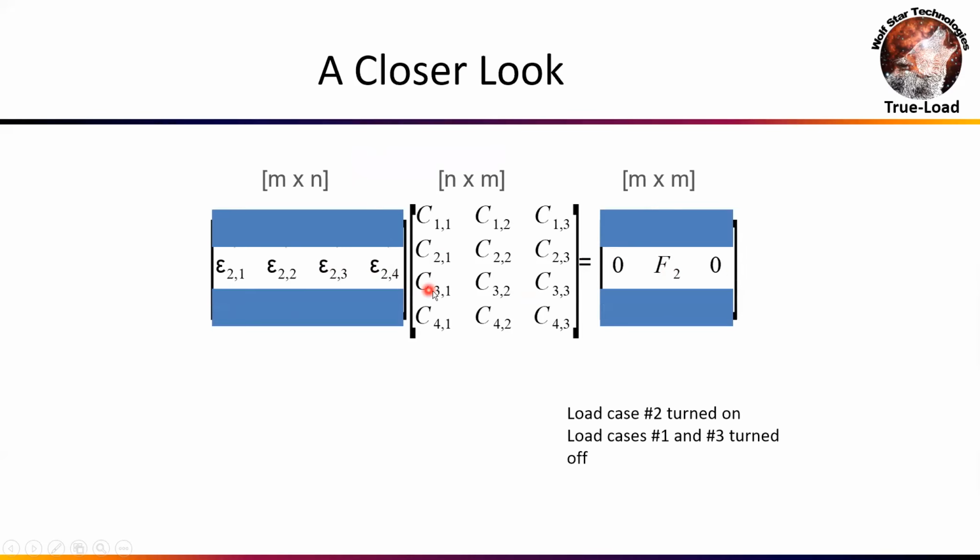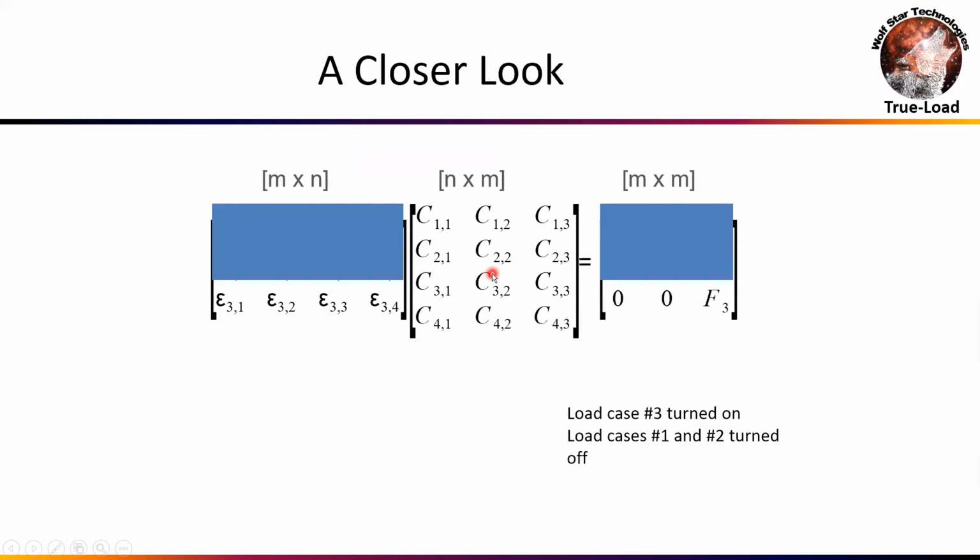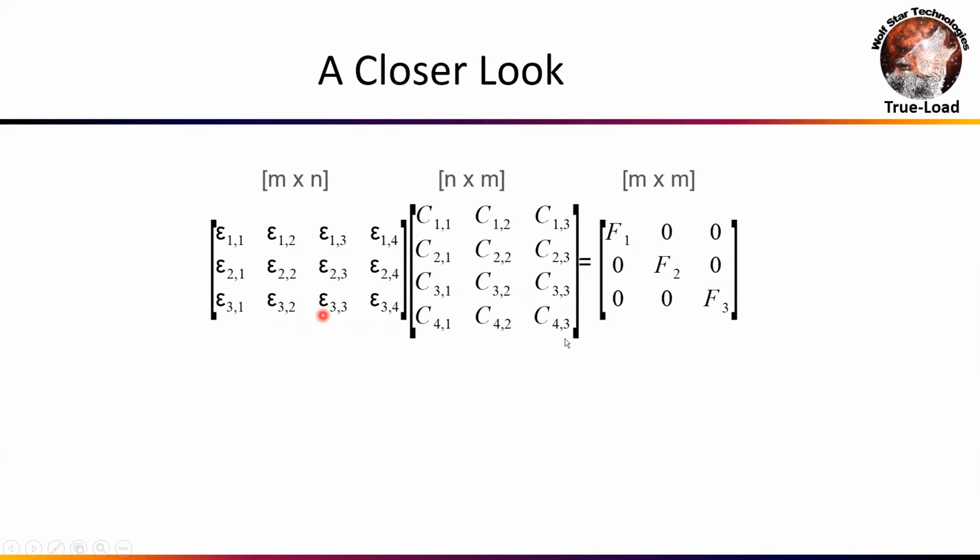So we write down the strain signature for load case number 2, and now we go on to load case number 3. Here we've got load case number 3 turned on, load cases 1 and 2 turned off, and now we record load case number 3's strain signature. So now we've got 3 unique strain signatures, 3 unique load cases. This is a well-behaved linear set of equations. We can solve this, okay?